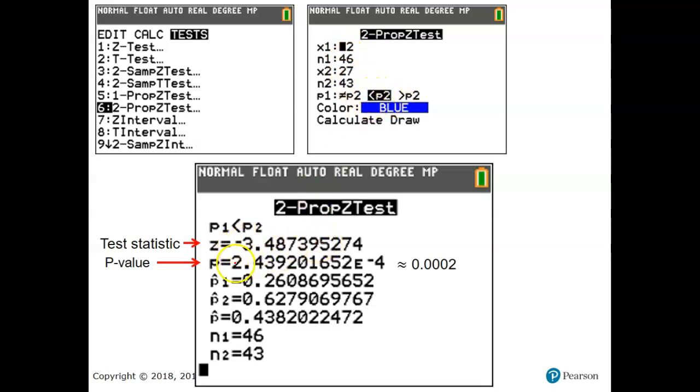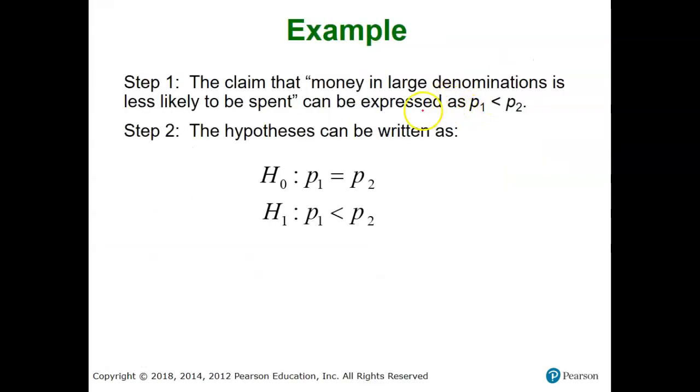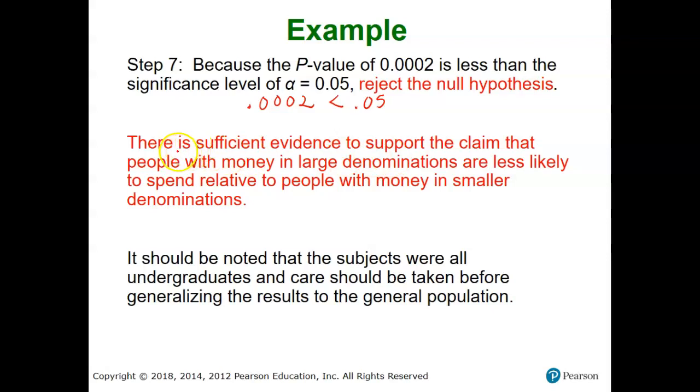So we end up with a test statistic and a p-value that is 0.0002. So we still want to compare that to the alpha. So if we compare 0.0002 and the alpha of 0.05, we'll see that the p-value is less. So we're going to conclude that we reject the null hypothesis. Okay, so looking back, this would be our claim here. So we're saying that we're going to reject the null hypothesis in support of the claim. So our conclusion would be there is sufficient evidence to support the claim that people with money in large denominations are less likely to spend relative to people with money in smaller denominations.